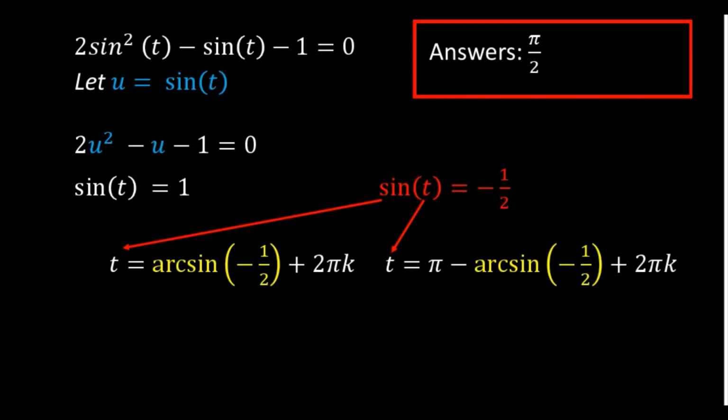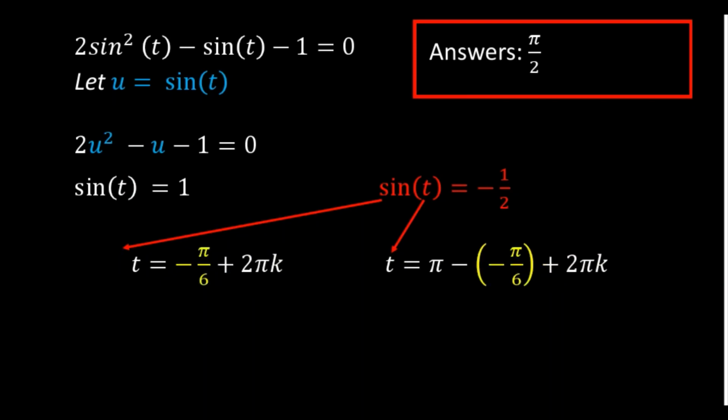t equals arc sine of -1 over 2 plus the period 2 pi k, and t equals pi minus arc sine of -1 over 2 plus the period 2 pi k. Now from the unit circle, we can find that arc sine of -1 over 2 is -pi over 6. So we will substitute arc sine of -1 over 2 with -pi over 6.